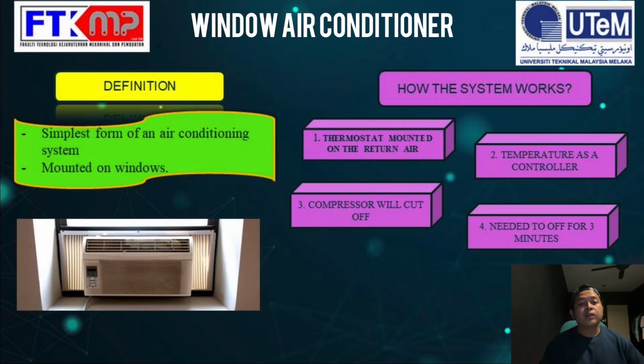About this topic, there are two left for types of air conditioning. The first one that I have here is the window air conditioning type. The definition of this air conditioning type is the simplest form of an air conditioning system, and it is mounted on windows, which is suitable for people who live in apartments or shop houses.